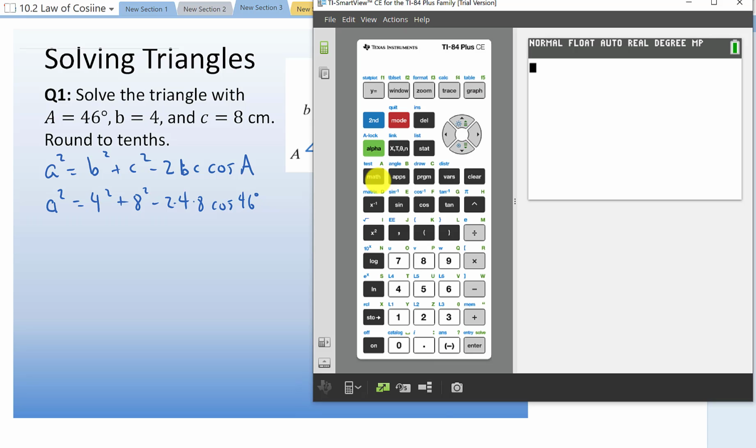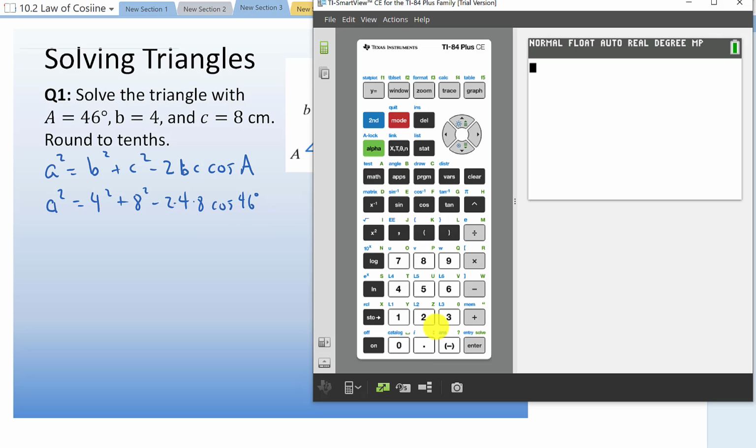Okay, I got the calculator ready to go for us. Now here you have to make some decisions. You can type the whole thing in the calculator and go in one step. But that's kind of high stakes because one tiny flaw in your calculator button pushing and the whole thing is wrong. So some things you could do is do parts of it, like this part over here, 2 times 4 times 8 times cosine of 46, and just get one value for that.